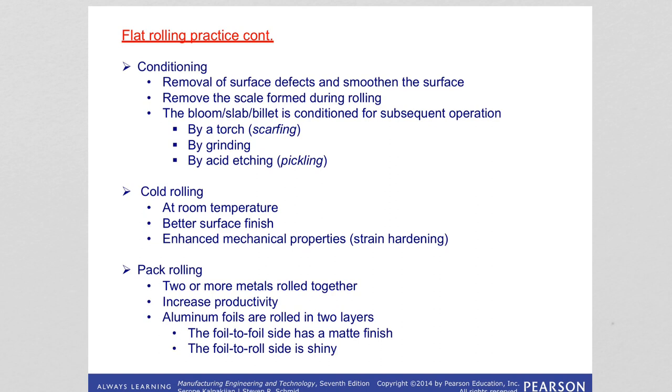So after that, we do the cold rolling. Of course, as the name implies, it's going to happen at room temperature. Cold rolling, unlike hot rolling, produces better surface finish. And now we know that when we actually deform the material, which is what we are doing with cold rolling, we are enhancing the strength of the material because we are doing strain hardening.